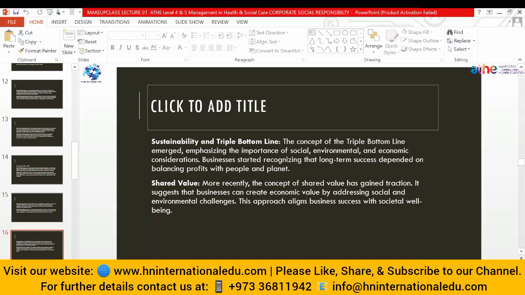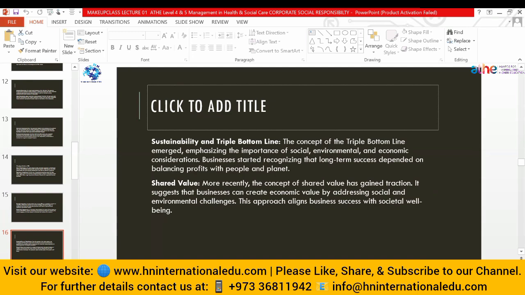Then we have sustainability and triple bottom line. We already know what the triple bottom line is. It's about people, planet, and profit. The concept of the triple bottom line emerged, emphasizing the importance of social, environmental, and economic considerations. Businesses started recognizing that long-term success depended on balancing profits with people and planet. That is, you have to gain profit, you have to earn more, but in reality, you have to see the environment, you have to save it for your own purpose, for your own sake.